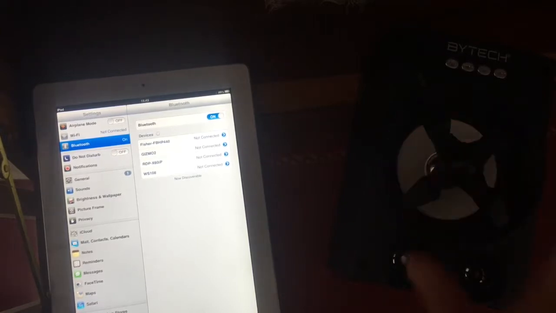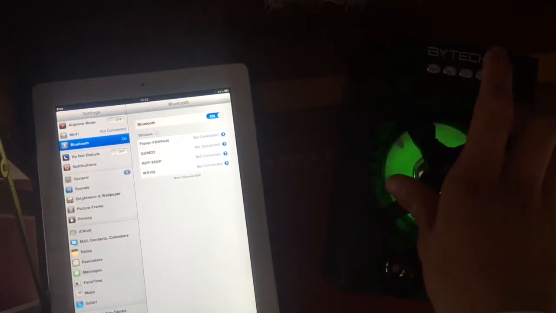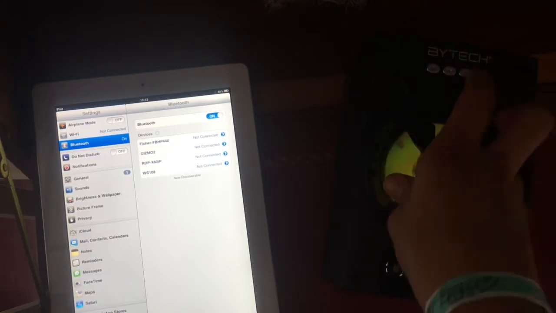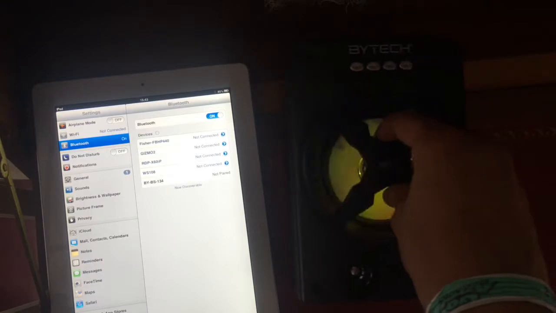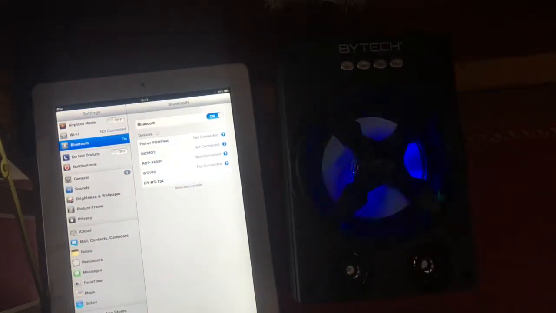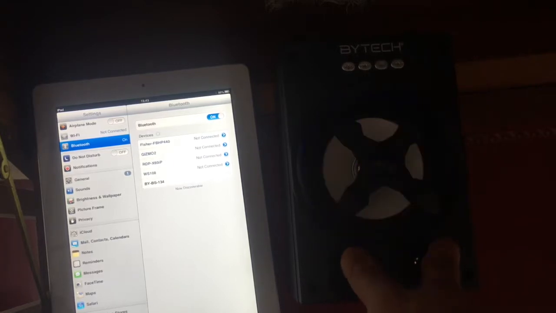Okay, now it's at... I hate it when it does that. That is the FM radio built into it. It is on the right mode now. Okay, now there it is. I did it right that time. So yeah, okay, that means it's connected.